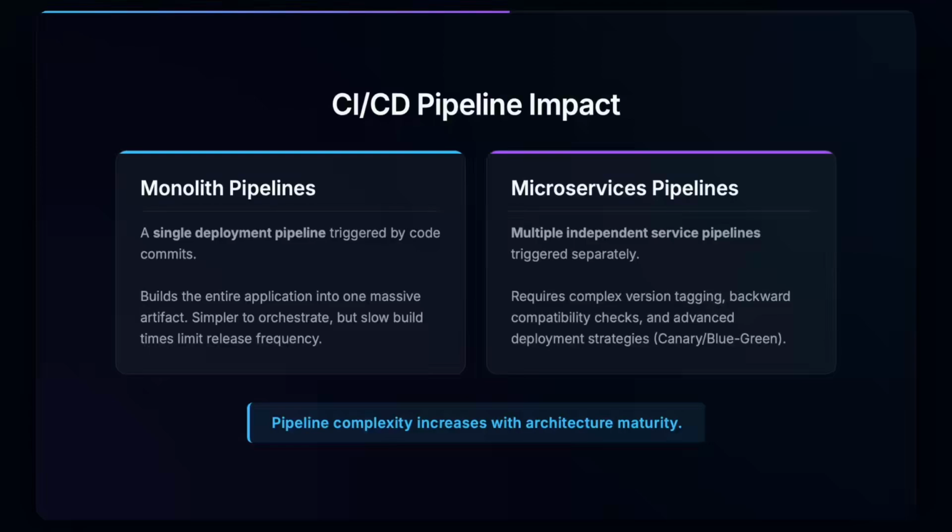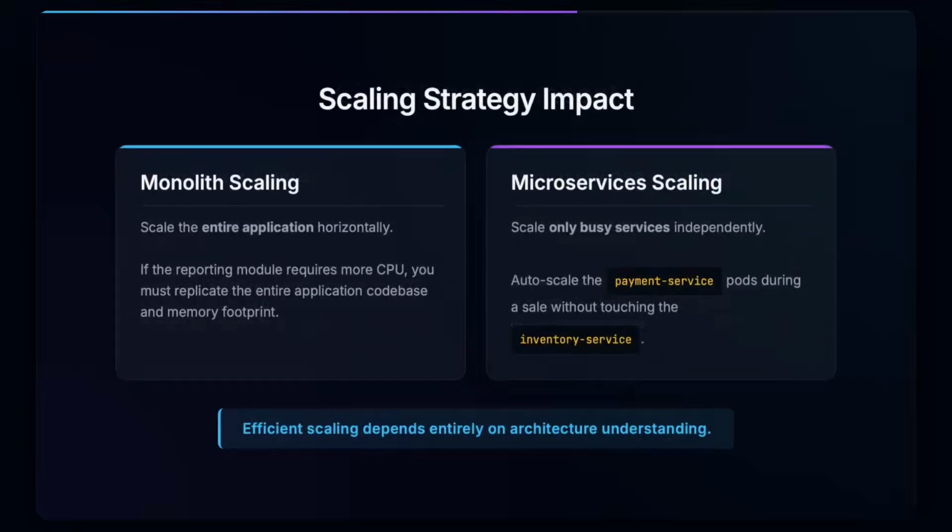In microservices pipelines, multiple independent services can trigger separately. Let's say your order module will have a pipeline, then your payment will have another pipeline, then auth will have another pipeline, and they will run independently, right? It requires complex version tagging because we have multiple iterations of the update of our development code. So we will have to tag those, so that we can release multiple versions of our application. And we also have backward compatibility checks and also advanced deployment strategies like Canary, Blue Green, and AB, right?